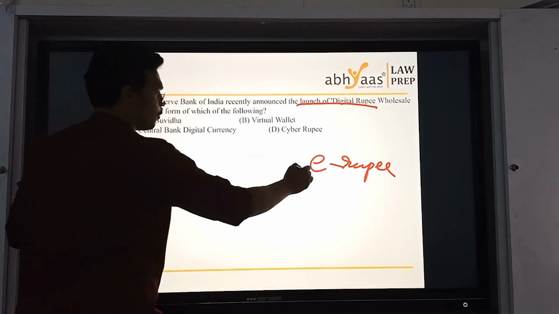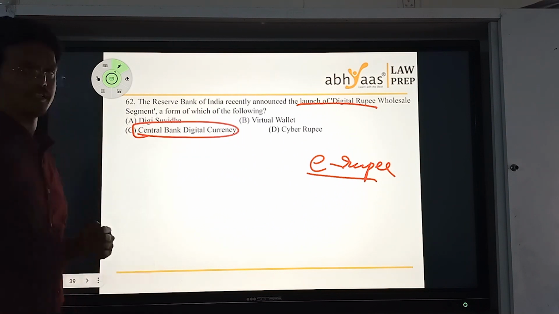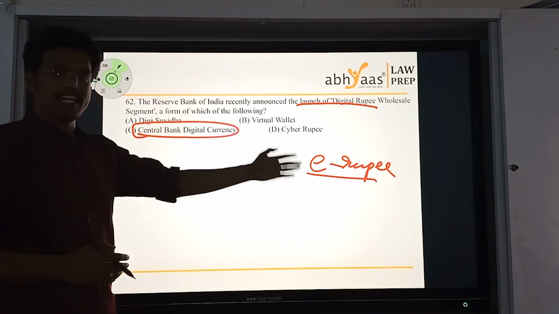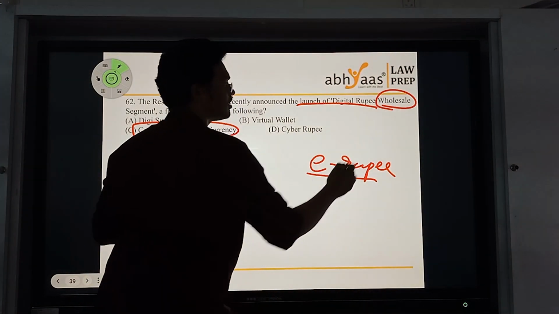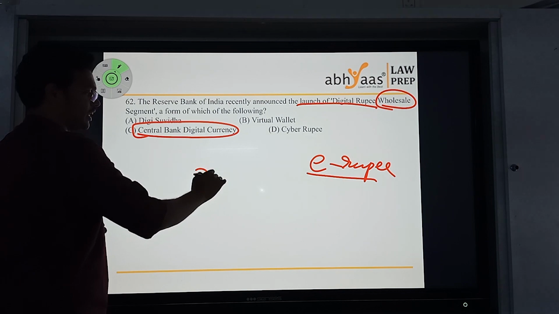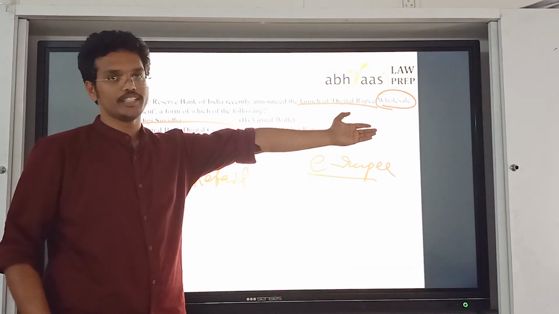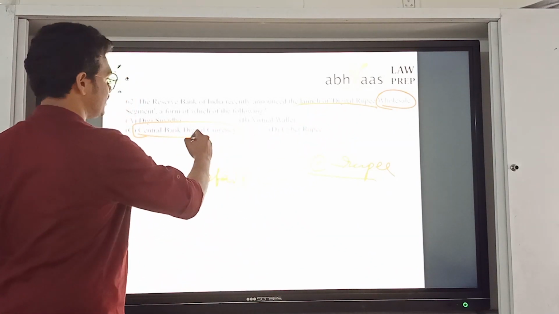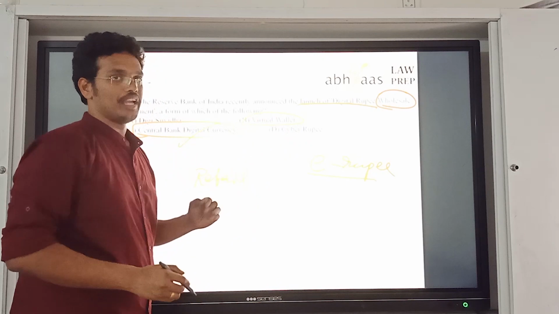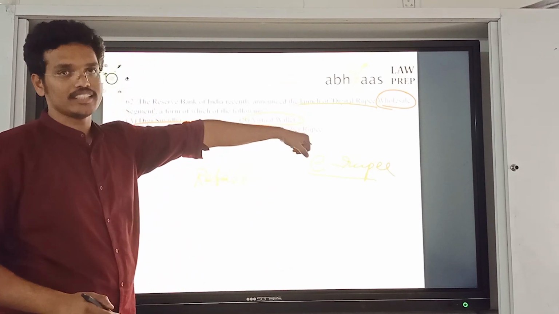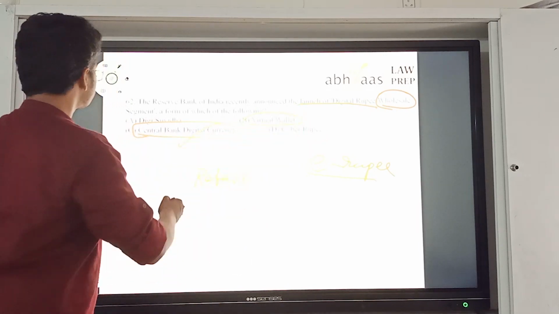This e-rupee is a part of the central bank digital currency. In the name of CBDC, RBI is releasing it for wholesale transactions as well as retail transactions. In a few cities RBI has already launched wholesale transactions. So that is nothing but central bank digital currency. It is not a virtual wallet. If it were a virtual currency, then we could say it is also an answer. But here it has been mentioned as a virtual wallet, so it is not an answer.